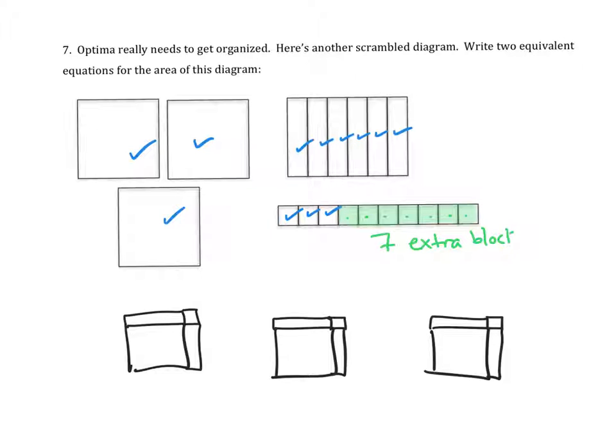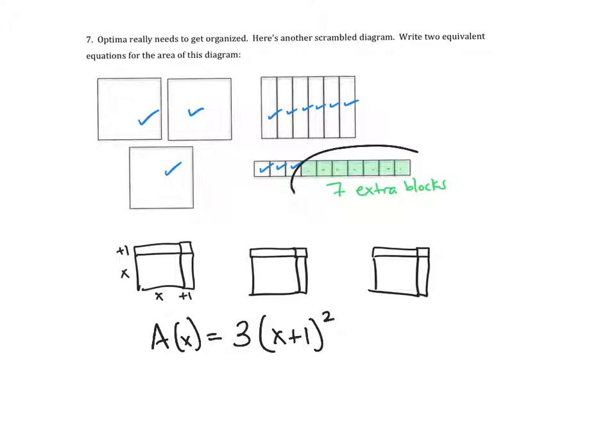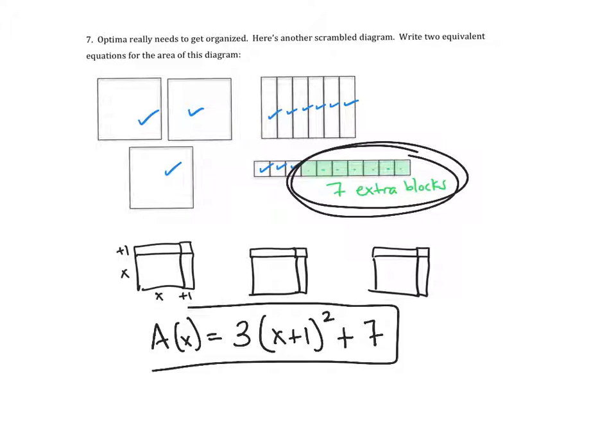So our equivalent expression here is going to be, if each one of these is x plus 1 by x plus 1, that means that the area, A of x, there are 3 of them, so 3 times (x plus 1) squared. And then to deal with these 7 extras, I'm just going to say plus 7 extras right there. So this is the equivalent expression to the other area.